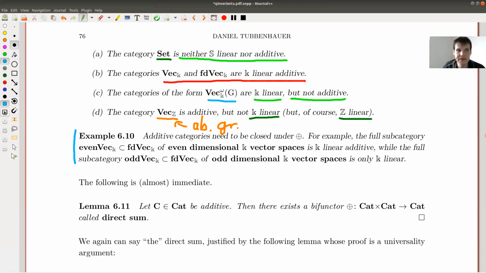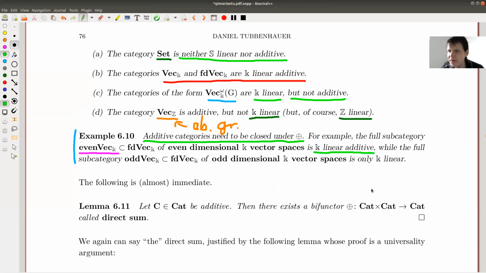It's pretty easy, nice. So additive categories need to be closed under direct sum. Yeah, that's basically the definition. So you can always take the direct sum of objects, and it is always in your category. And then you can play the following game. You can take even dimensional vector spaces, I call it even Vect.